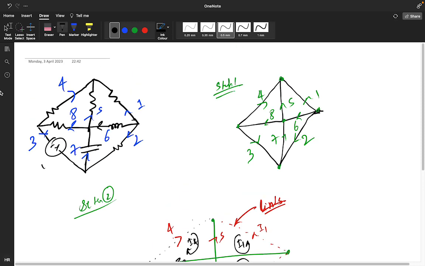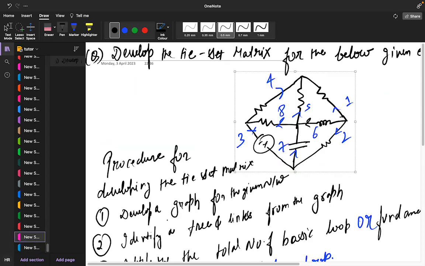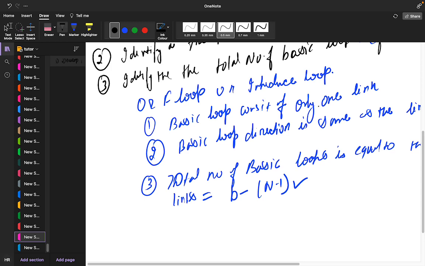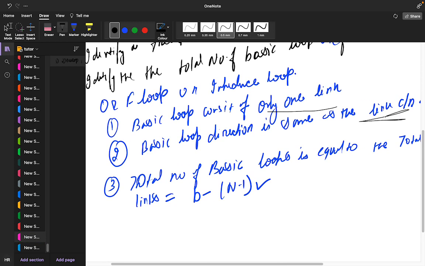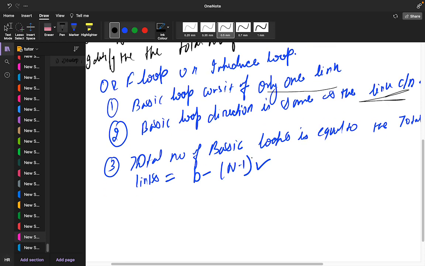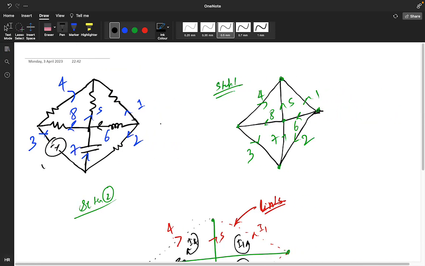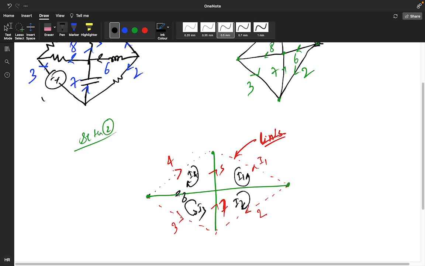What was the statement? Just see the statement. Your basic loops consist of only one link. Only one link. Basic loop direction is the same as the link current, and the total number of basic loops will be equal to the total number of links. So guys, in this particular circuit, how many links are there? 1, 2, 3, 4. So how many basic loops will be there? 1, 2, 3, 4. And the directions of the basic loops will always be the same as the directions of links.